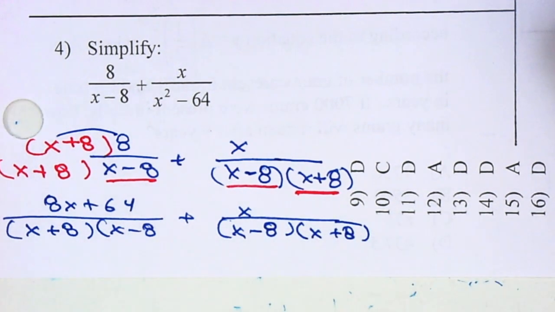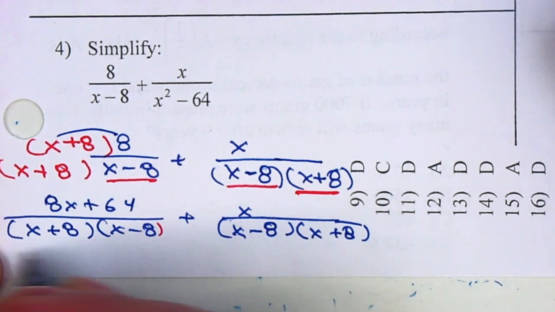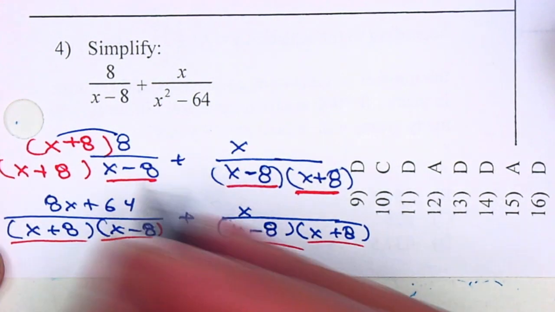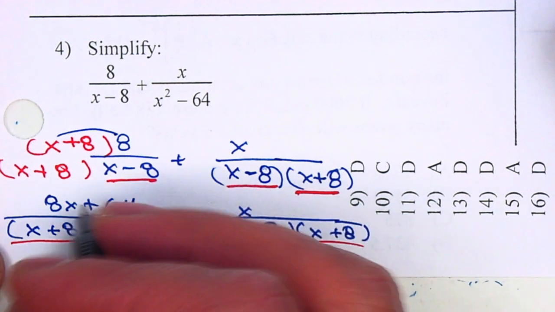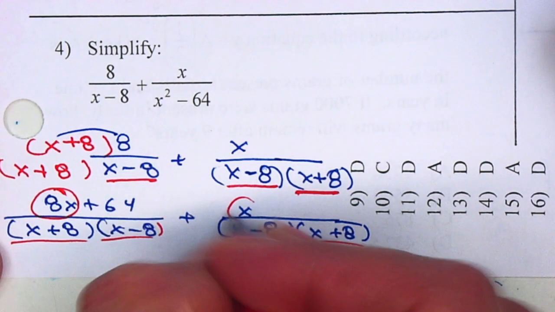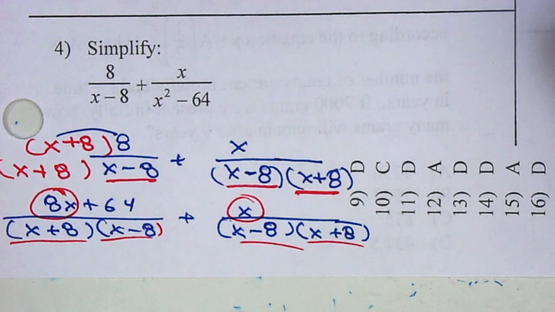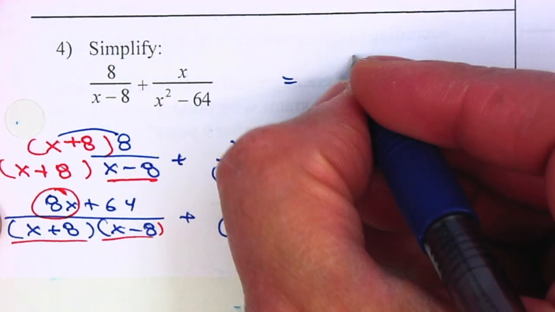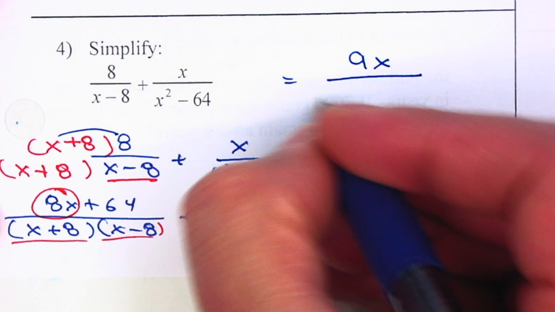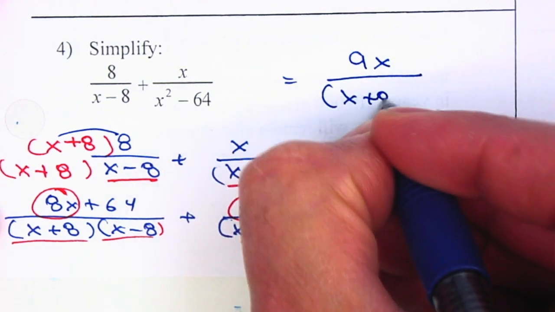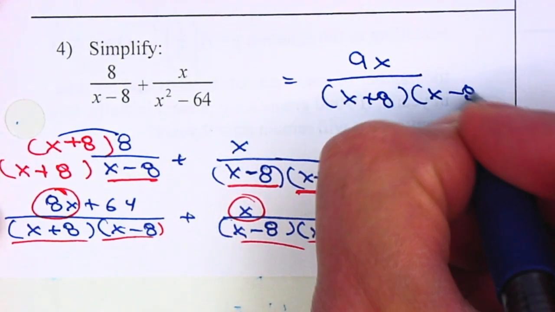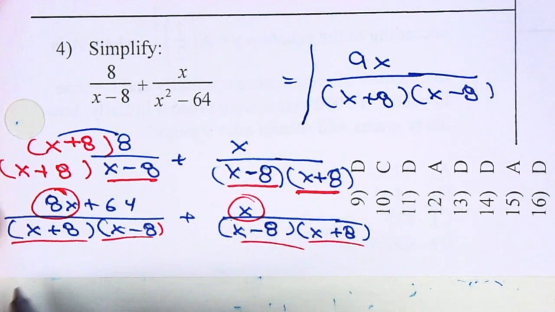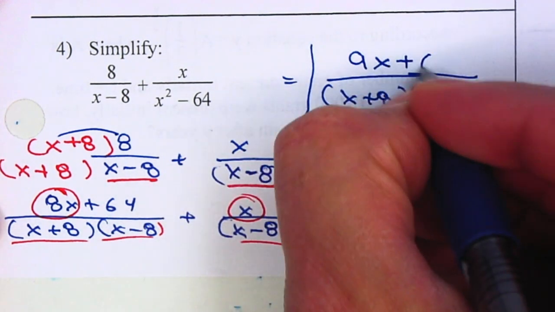And now that I have the same denominators, the denominators are exactly the same. Now I can combine like terms on the numerators. I can go and add the fractions. So 8x plus 1x, let me write it up here. That will give me 9x over x plus 8, x minus 8. Notice the denominators can just switch in once. And did I forget something? Yes, my plus 64.